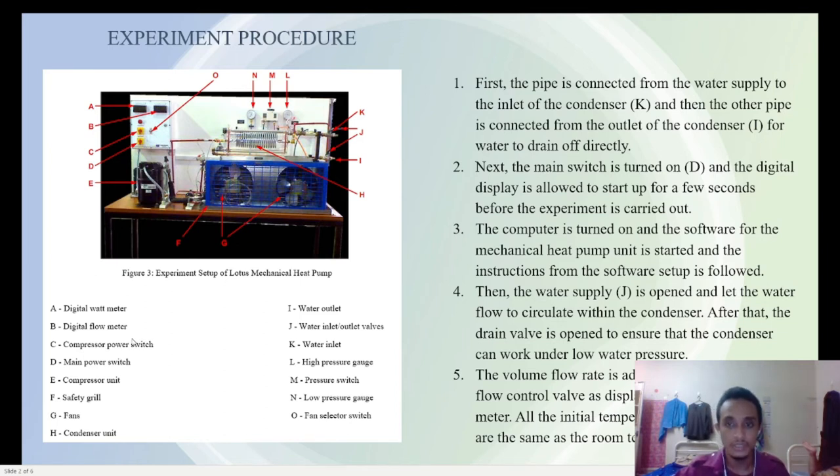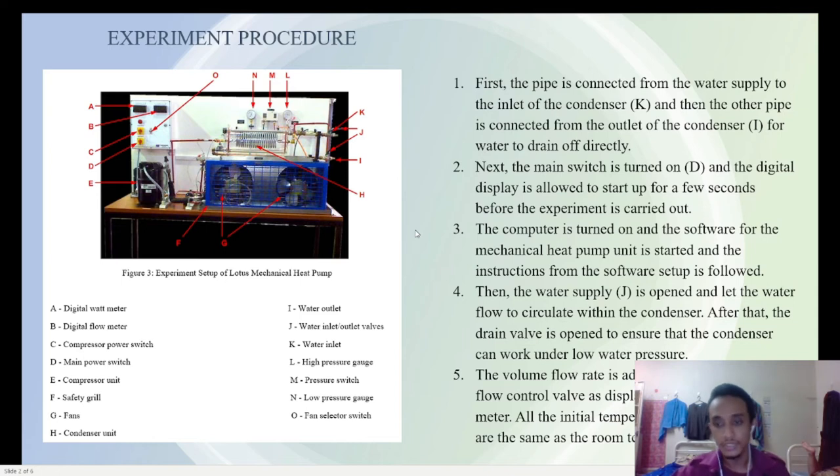Number 3, the computer is turned on and the software for the mechanical heat pump unit is started, and the instructions from the software setup are followed. Then the water supply at J is opened and the water flows to circulate within the condenser. After that, the drain valve is opened to ensure that the condenser can work under low water pressure. And number 5, the volume flow rate is adjusted to 10 liters per minute via the flow control valve, as displayed by the digital flow meters.